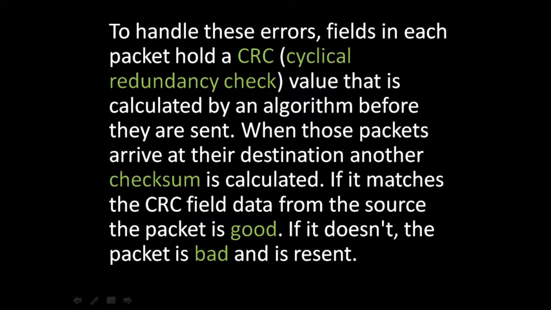To handle these errors, fields in each packet hold a CRC, or cyclical redundancy check, value that is calculated by an algorithm before they are sent. When those packets arrive at their destination, another checksum is calculated. If it matches the CRC field data from the source, the packet is good. If it doesn't, the packet is bad and is resent.